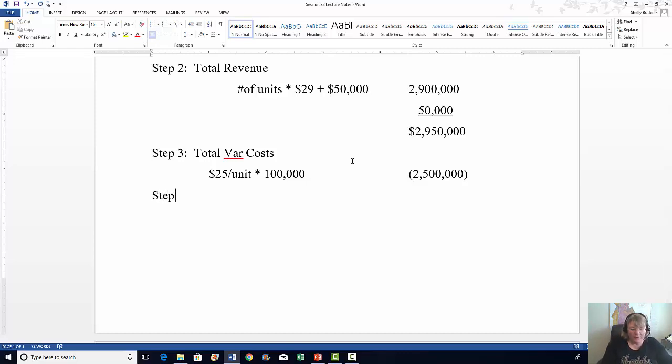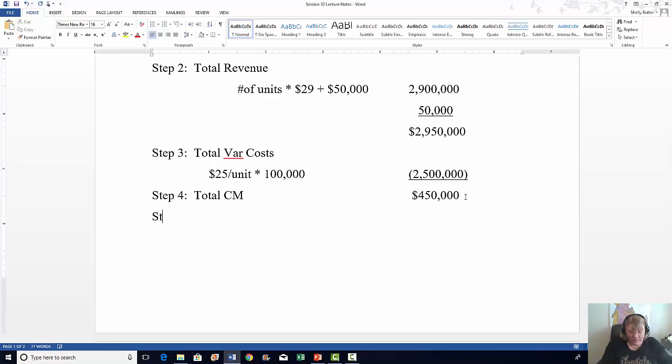And now our step 4 is our total contribution margin. So it is the 2.95 million minus the 2.5 million. And that is going to give us $450,000. I like my dollar signs when there's a dollar.